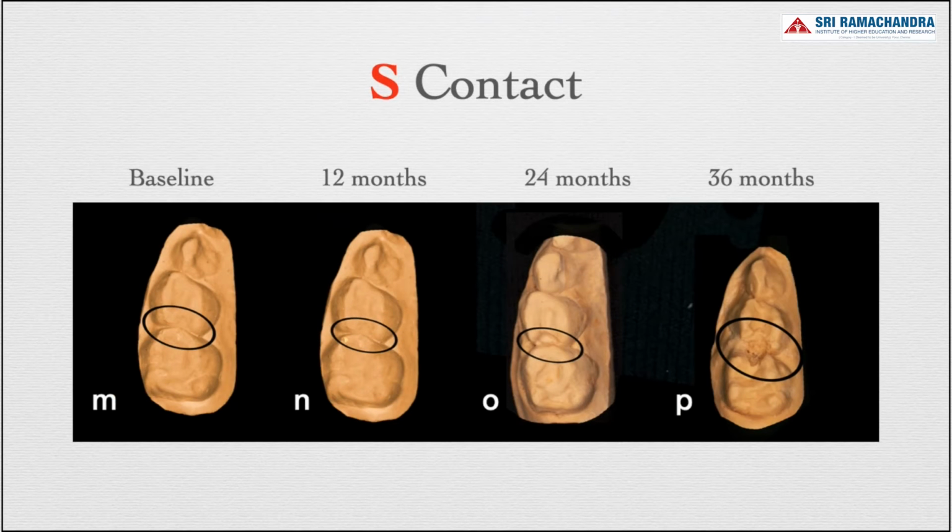This is the depiction of an S contact. If you look closely, at 24 months itself, the distal of D has become carious. And because the child did not come back to us for treatment, both the mesial of E and the distal of E have been destroyed at the end of 36 months.